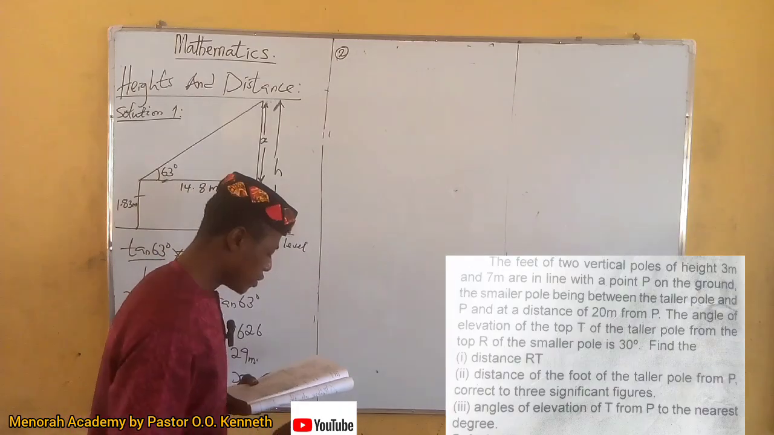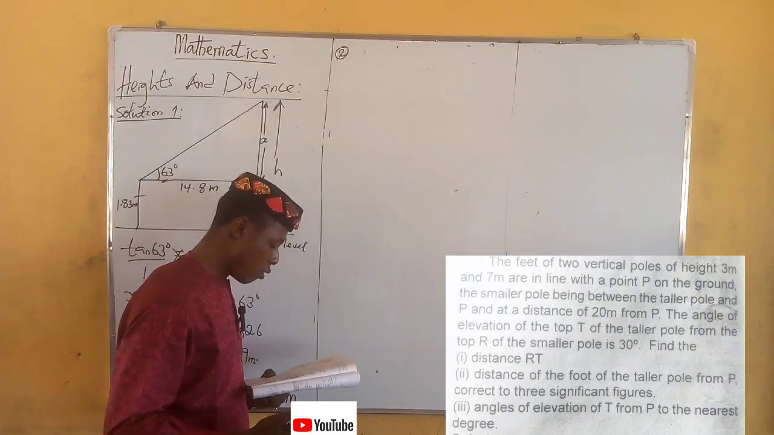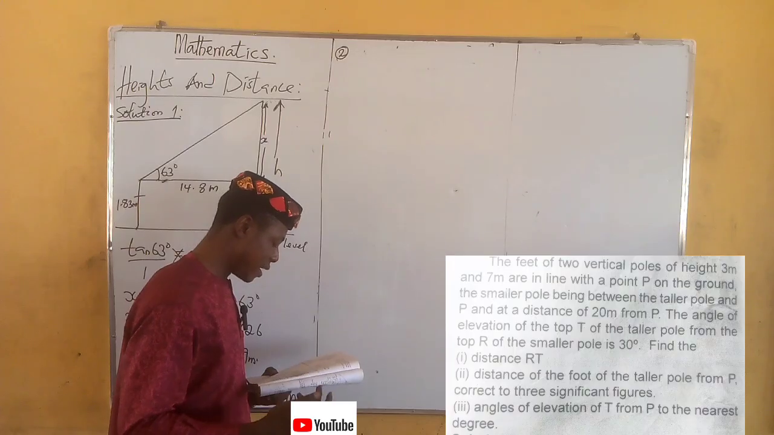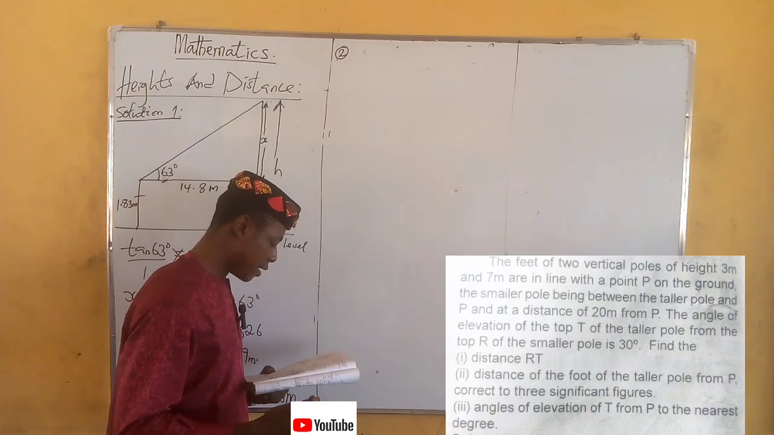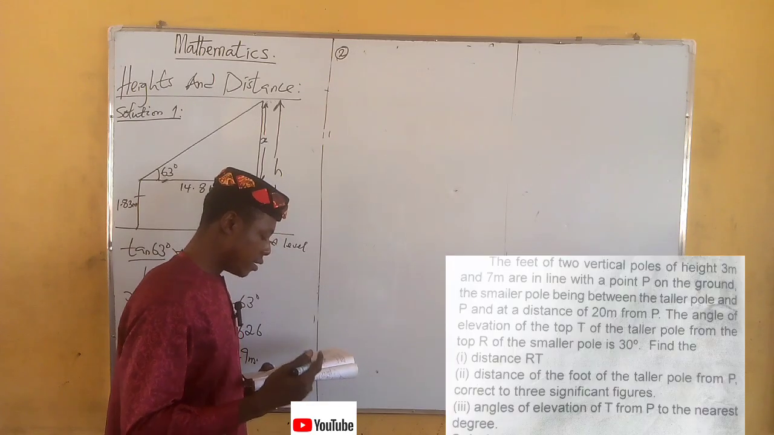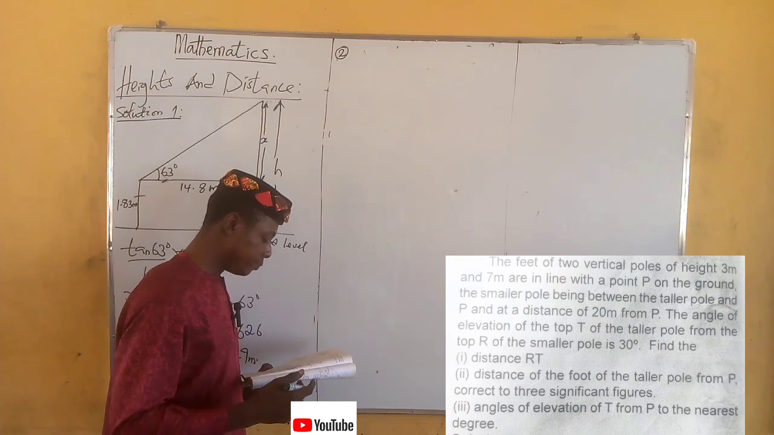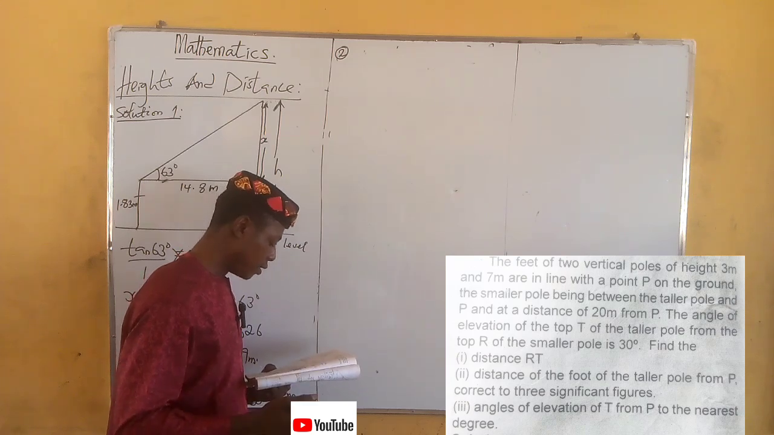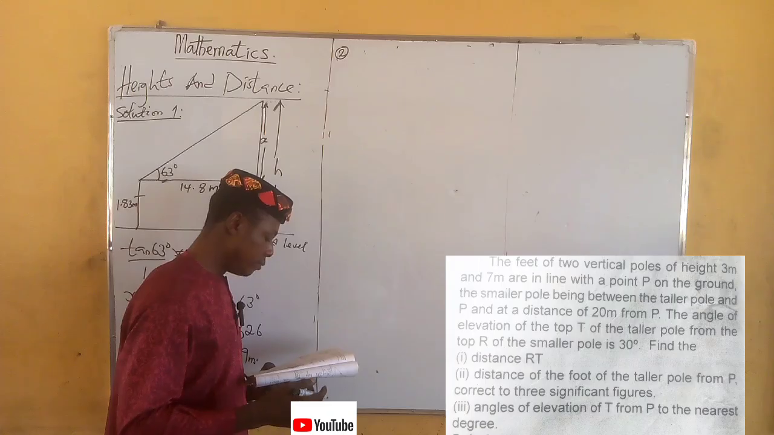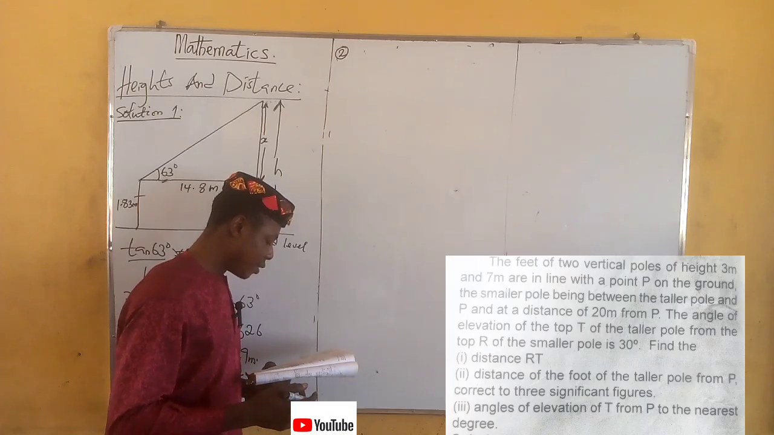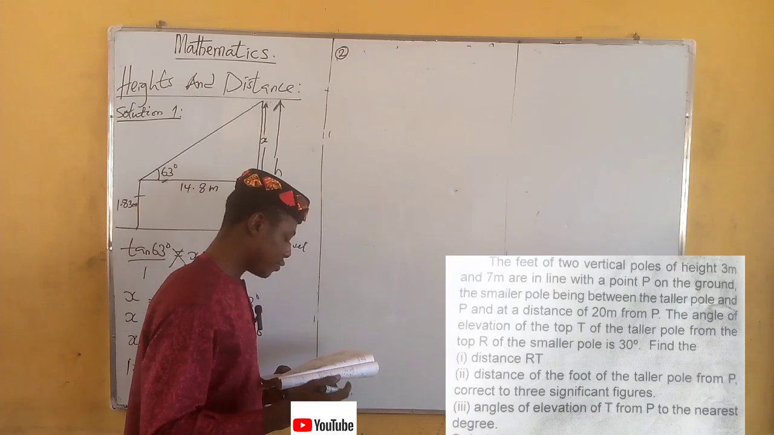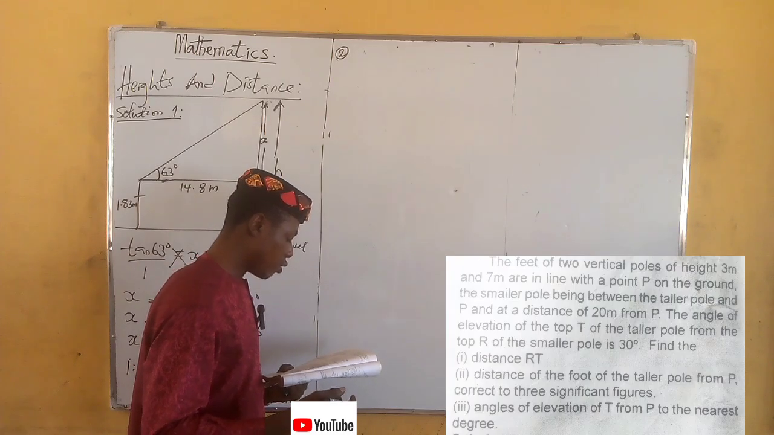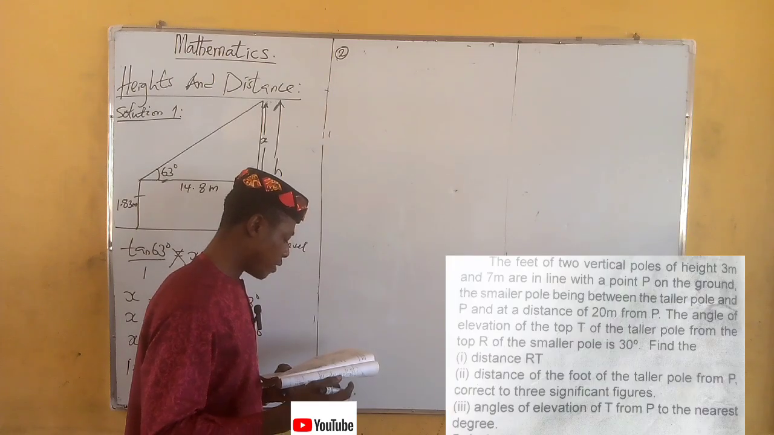The feet of two vertical poles of height 3 meter and 7 meter are in line with a point P of the ground. The smaller pole being between the taller pole and P, and at the distance of 20 meter from P, the angle of elevation of the top T of the taller pole from the top R of the smaller pole is 30 degrees.